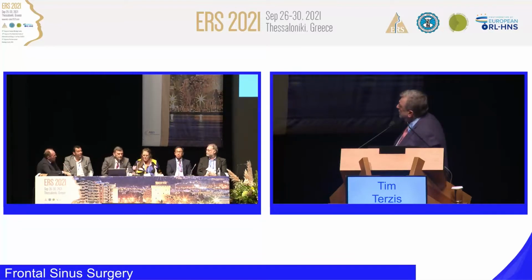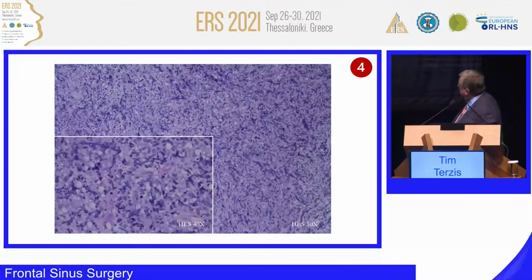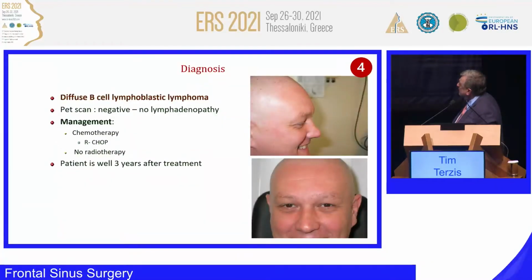Okay. And such a differential diagnosis can be also histiocytosis, Langerhans histiocytosis, especially also in children or in young. Yes, exactly. So you did a therapeutic biopsy through a trephine, and this is the histology, and the diagnosis was B-cell lymphoma. Patient had chemotherapy, did well, 3 years after treatment, he is fine.